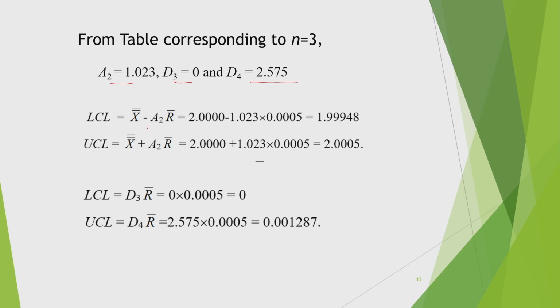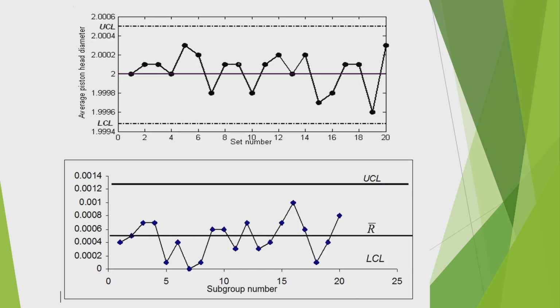So the lower control limit for the X bar chart, X bar minus A2 R, 2 minus this much, you get this. And similarly you find the upper control limit, that is X bar plus A2 R, and this is equal to 2.005. Okay. Similarly, you can find the lower control limit for range, that is D3 into R, and this becomes 0, and the upper control limit for range comes out to be like this. Then you can plot this in the X bar chart. This is the X bar chart because of the average. So this is the X bar chart and this is the R chart.